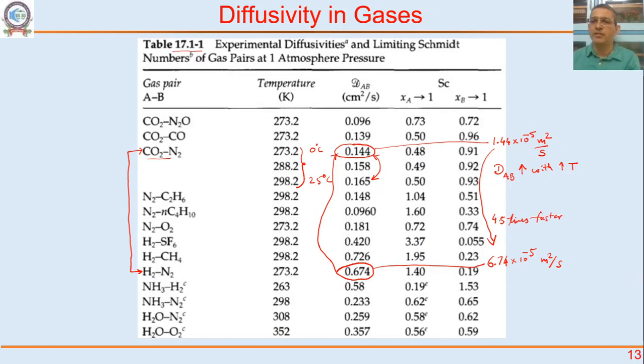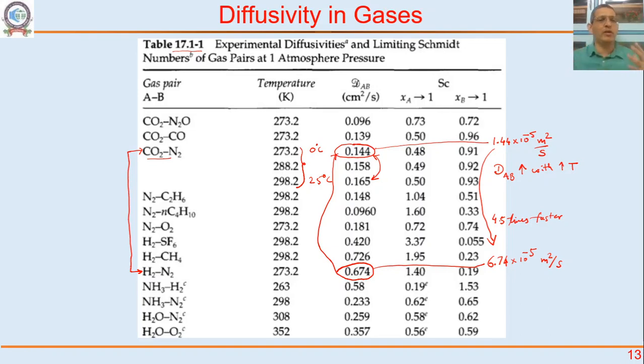4.5 times faster than carbon dioxide. Why does that happen? Try to picturize, try to visualize. Imagine nitrogen molecules are there and a hydrogen molecule is diffusing by molecular motion, or a carbon dioxide molecule is diffusing by molecular motion. Carbon dioxide molecule is of course much bigger in size as compared to hydrogen molecule.